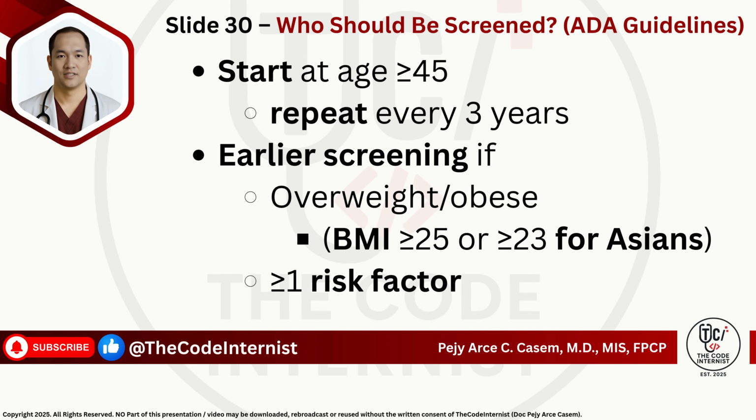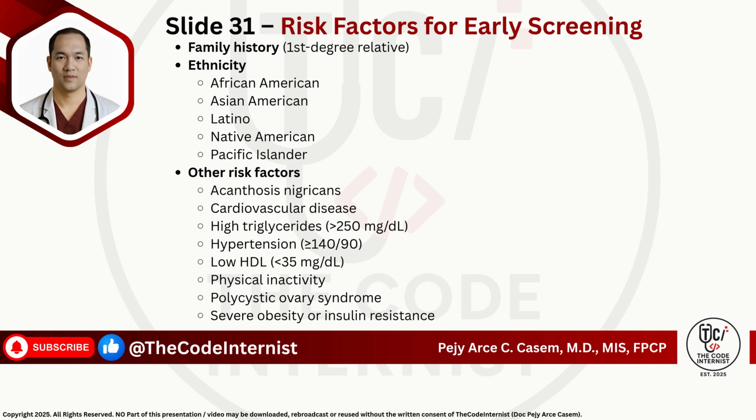The American Diabetes Association, ADA, recommends that everyone aged 45 and above be screened for diabetes at least once every 3 years. But for people who are overweight or obese, screening should be done earlier, especially if they have even just one risk factor like high blood pressure, family history, or sedentary lifestyle. There are many risk factors that call for early screening. These include family history, certain ethnic groups, and medical conditions like high blood pressure, high cholesterol, and PCOS. Skin changes like acanthosis nigricans, which looks like dark patches in the neck or armpits, are also clues. If a person is inactive or has signs of insulin resistance, screening becomes even more essential.